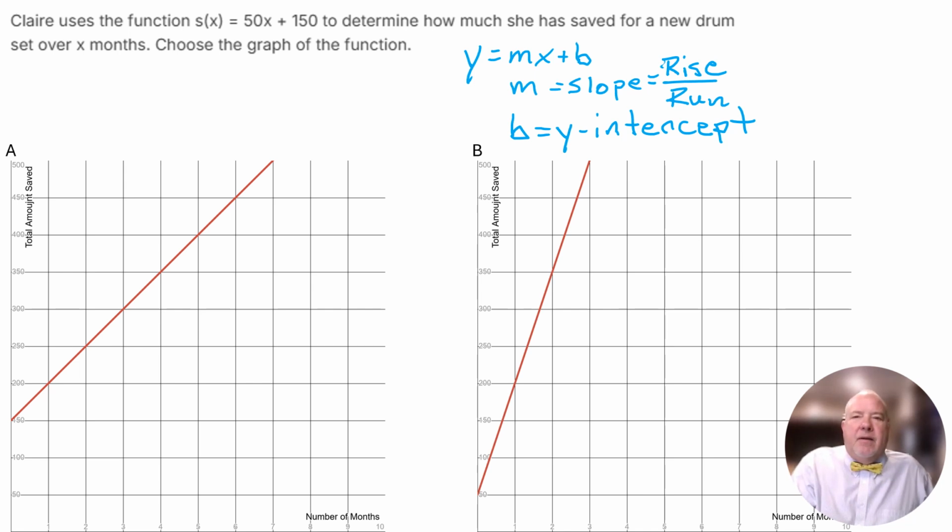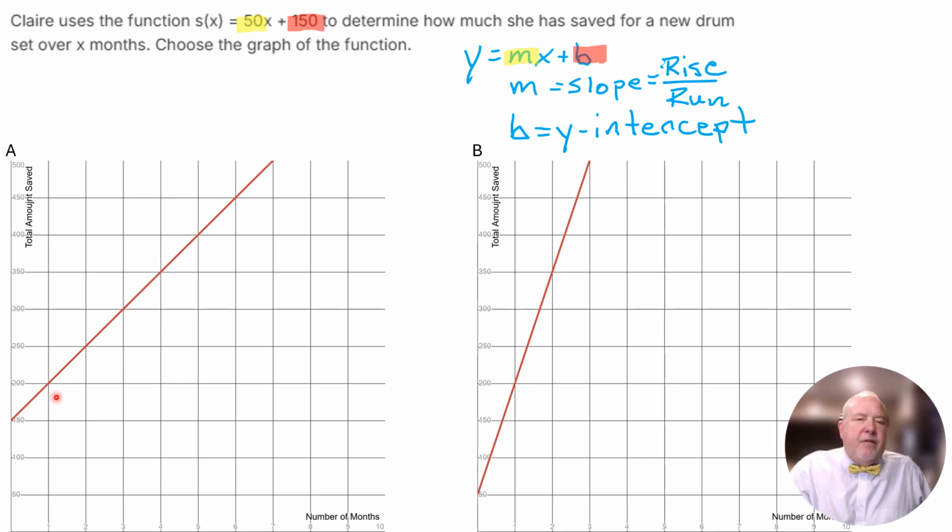And so m is the coefficient of x. So if I look at my function up here, that would be the 50. So the slope is 50. And then the y-intercept, the b here, that would be the 150. So my y-intercept is 150 and my slope is 50. So let's start with the y-intercept. Again, I said that's where it crosses the y-axis. So it should cross the y-axis at 150.